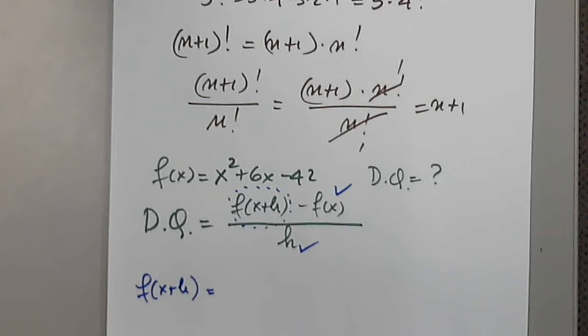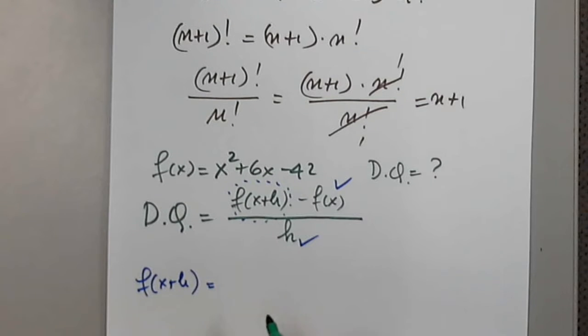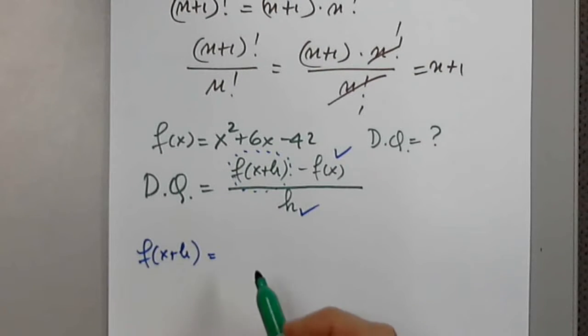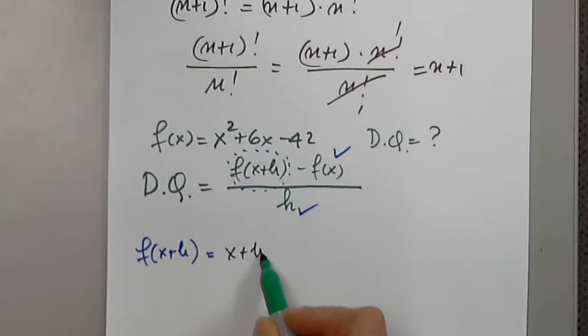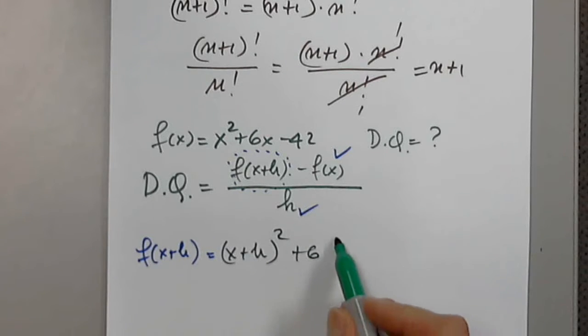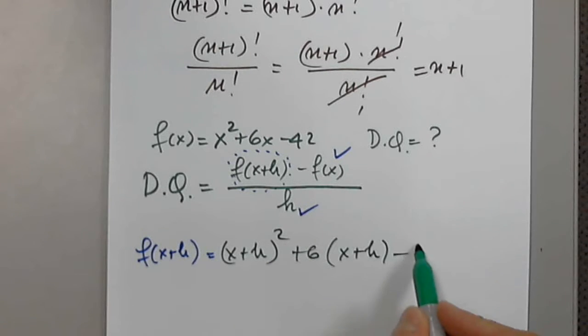Okay, so what is my next step now? What do I have to do next? Simply substitute x for x plus h. The other way around. Awesome. Yes. Perfect step. So what do I write? x plus h squared. Very good. Plus 6 times x plus h. Awesome. Minus 42. Very good.